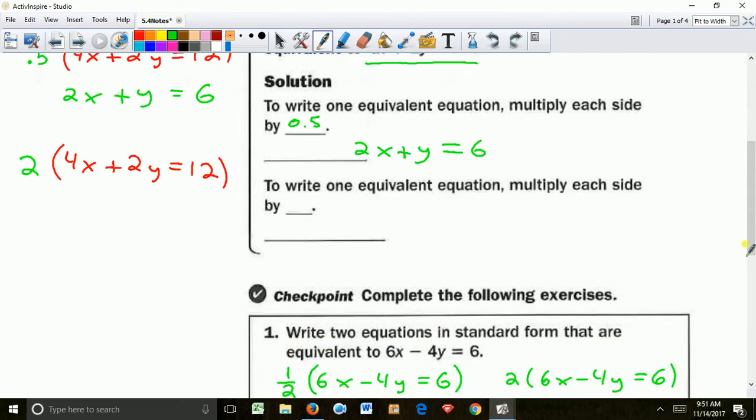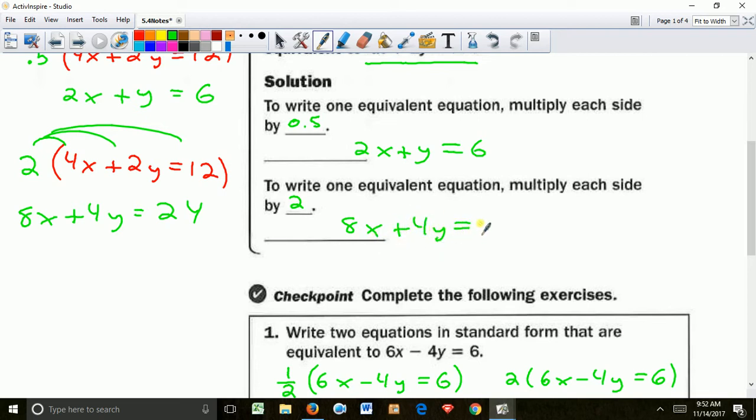For the second one, you can write one equivalent equation by multiplying each side by 2. Again, make sure you distribute correctly. 2 times 4x is 8x. 2 times 2y is 4y. And then 2 times 12 is 24. So the second equivalent equation is 8x plus 4y is equal to 24.